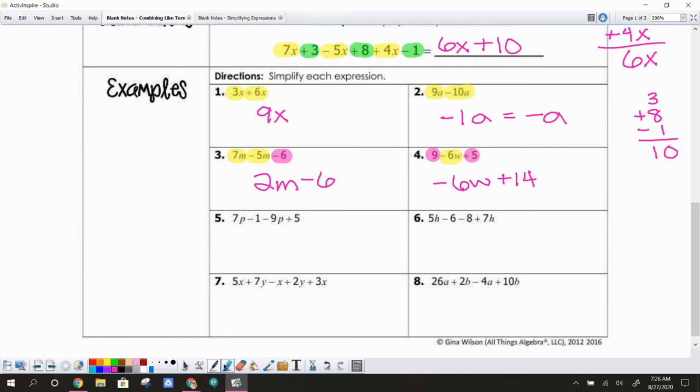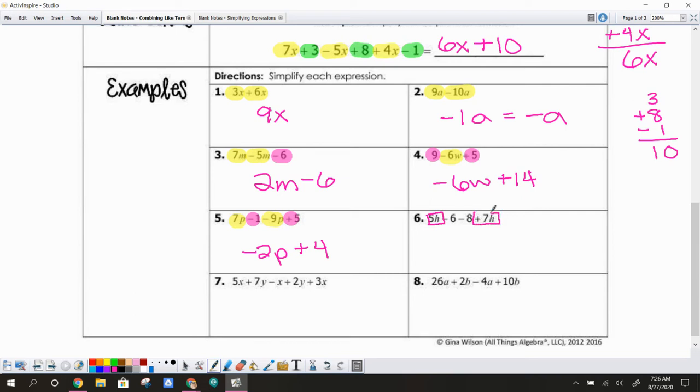So for 5, you have your variable, variable, constant, constant. So I'm combining my 7 minus 9 to get a -2, and then -1 plus 5, and that gives me a 4. For number 6, and if you don't want to highlight, you can draw boxes around things too.